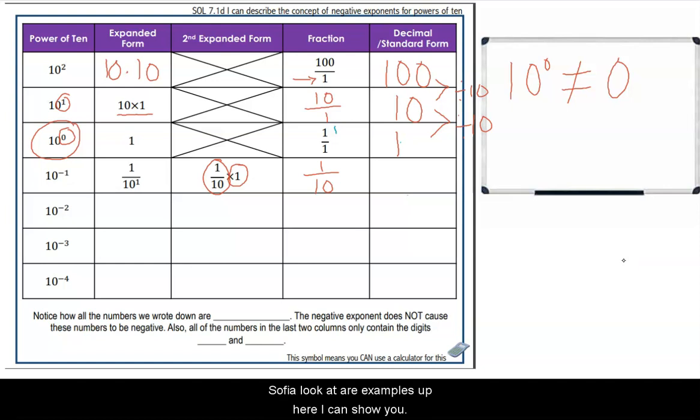So if we look at our examples up here, I can show you. Here, our decimal point is there after the 100. We have a decimal point after 10. Then we have a decimal point after 1. Each time you can see that the decimal is moving one place to the left. So then for 1/10, it's going to be 0.1. We've moved that decimal point one more place to the left.